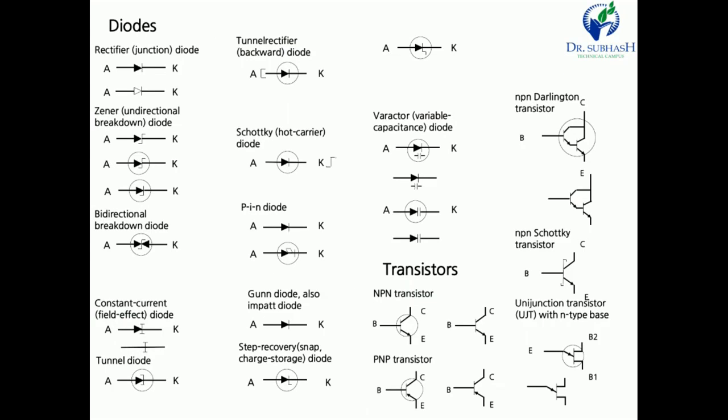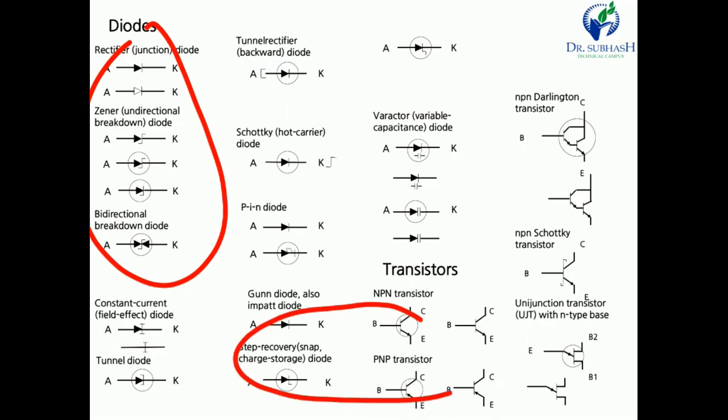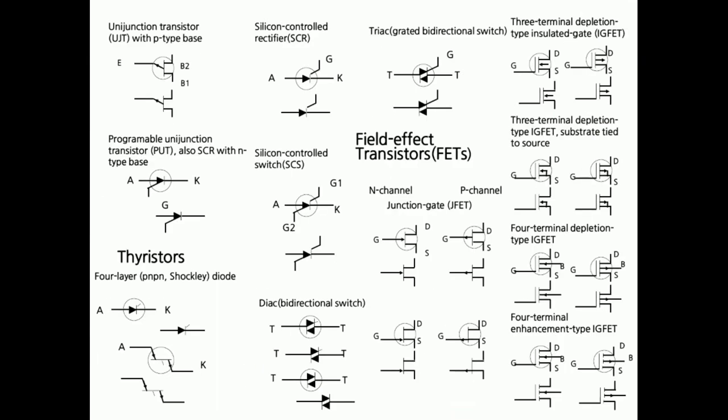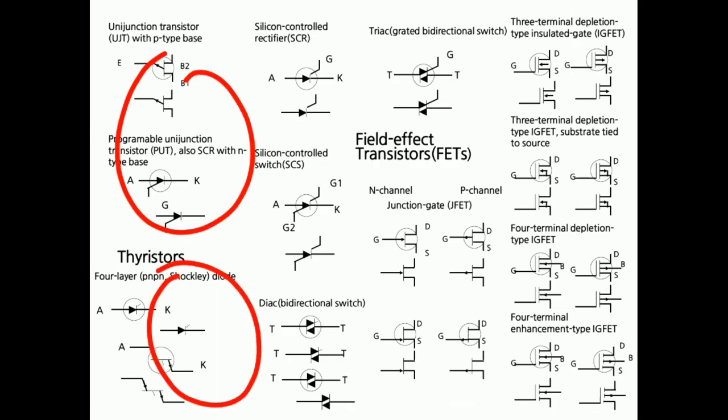Then these are the different types of diode, then different types of transistor, then Darlington pair of transistors, unijunction transistor. You have to remember all of these for circuit design. So you can take a screenshot. Then these are also different types of transistor, thyristor. Then the higher version of the transistor is the FET, field effect transistor. Here drain, gate and source are the three terminals of the device.